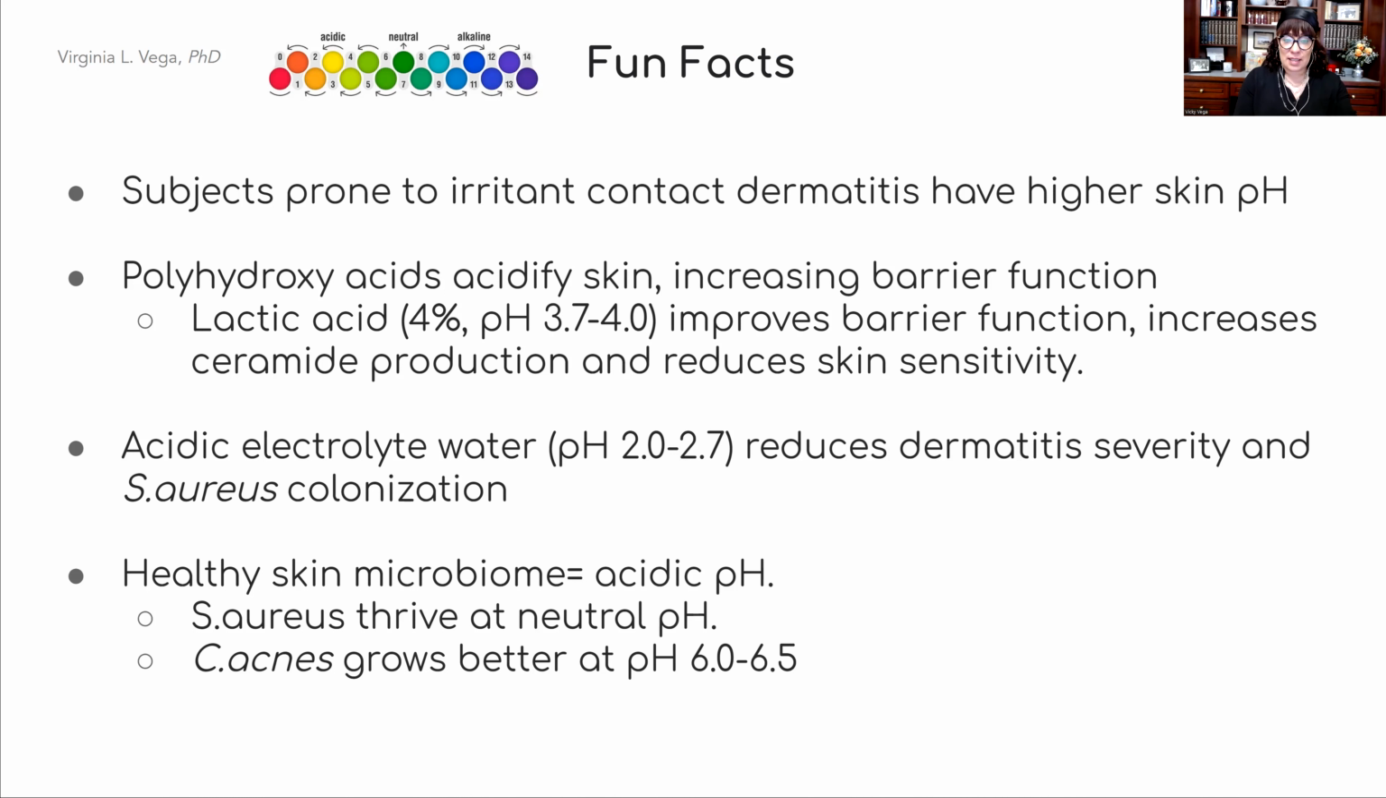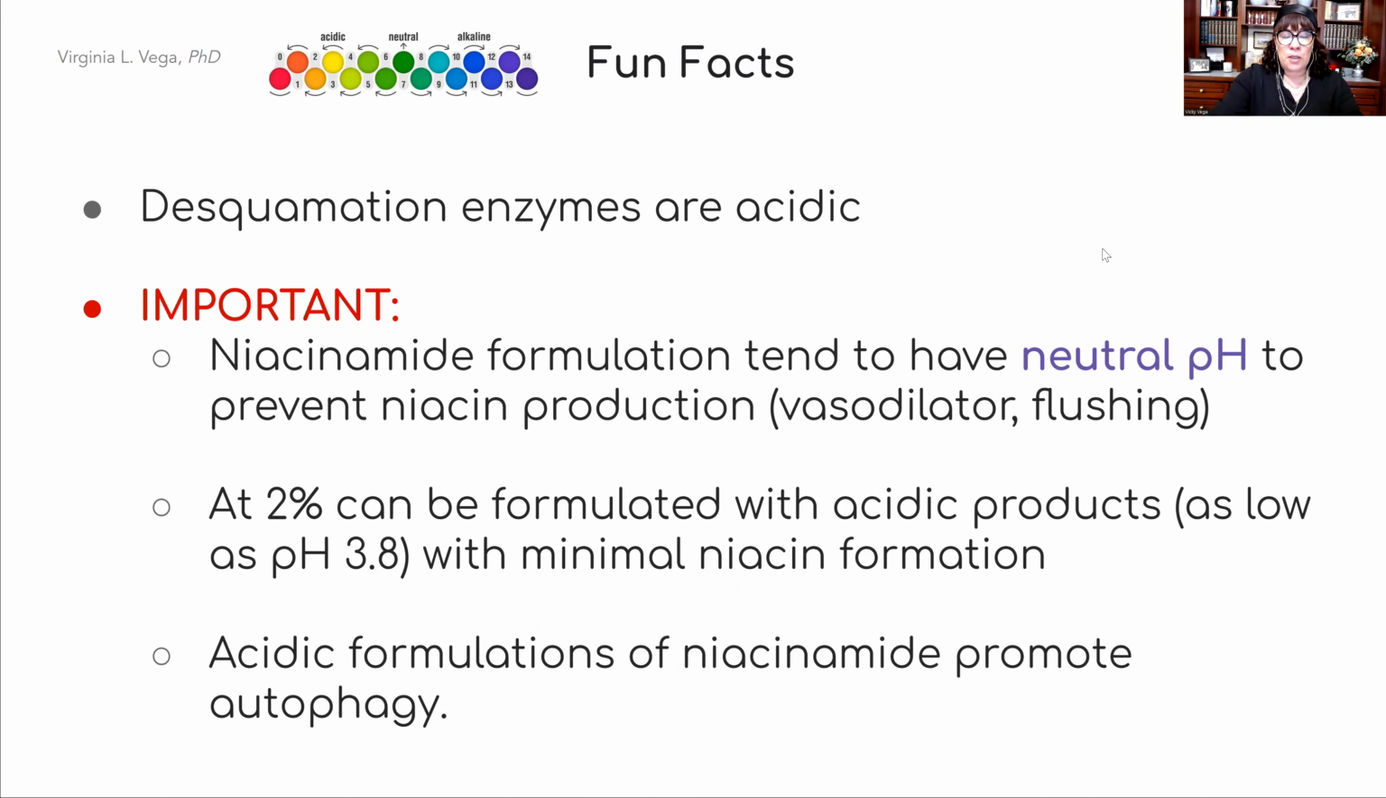Now, remember, as I said before, the healthy skin microbiome is at an acidic pH. The Staphylococcus aureus thrive at neutral pH. Neutral pH is pH 7. And the C. acnes grow better at pH 6 to 6.5. So again, you have this very delicate balance between skin pH and microbiome.